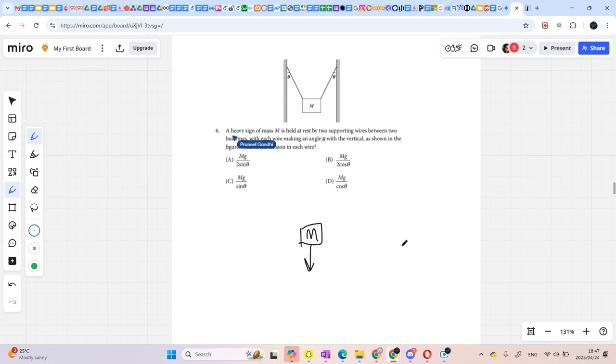Okay, so question 6. A heavy sign of mass M is held at rest by two supporting wires between two buildings, with each wire making an angle theta with the vertical, as shown in this figure. What is the tension in each wire? So we can start this by drawing a free body diagram.